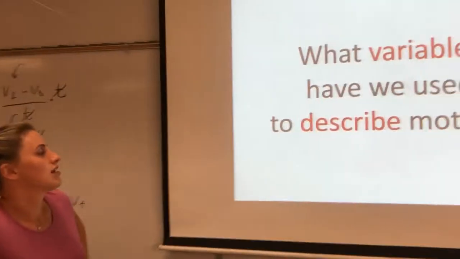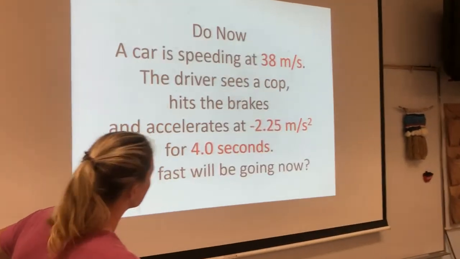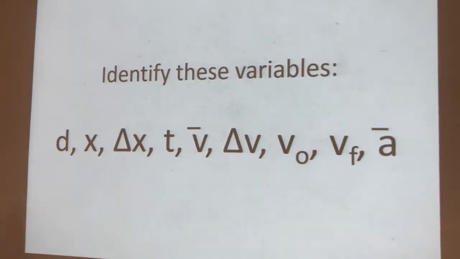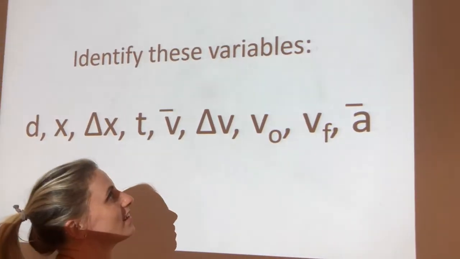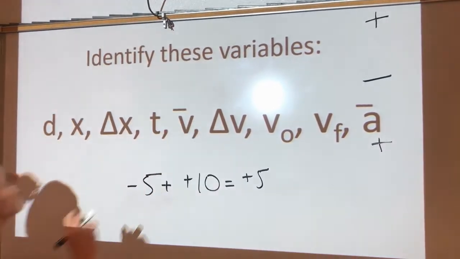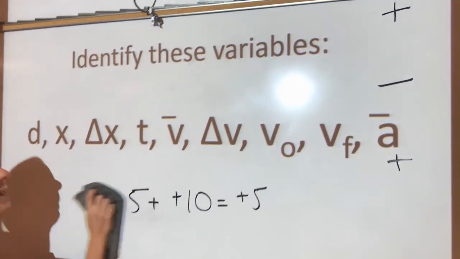So what variables have we used to describe motion? Please write these variables in your notebook. Let's see if I can get this. There we go. Oh, that's left over from yesterday. That happens all the time.